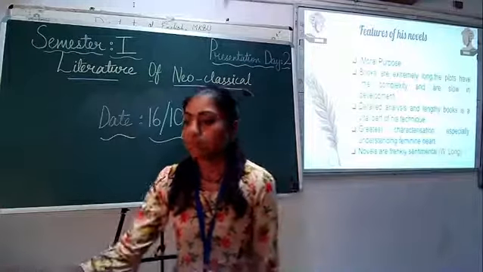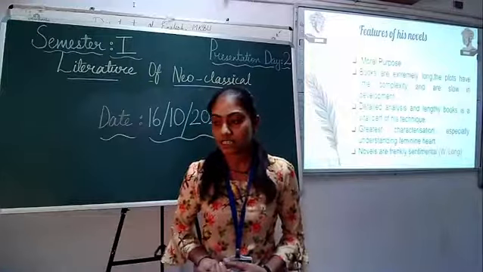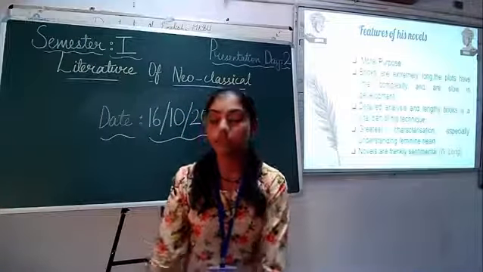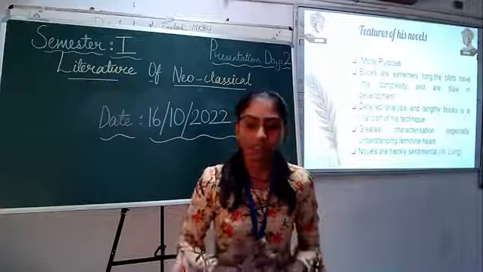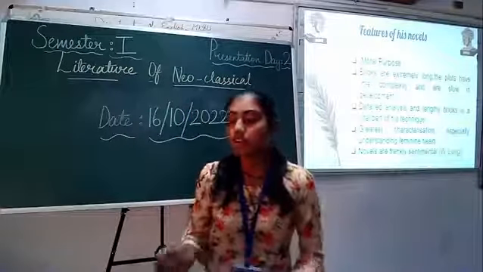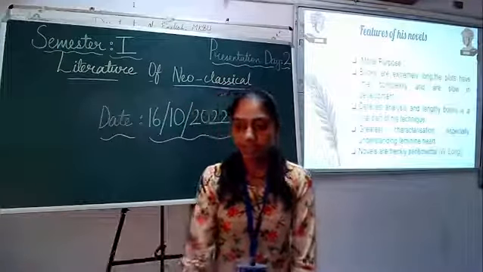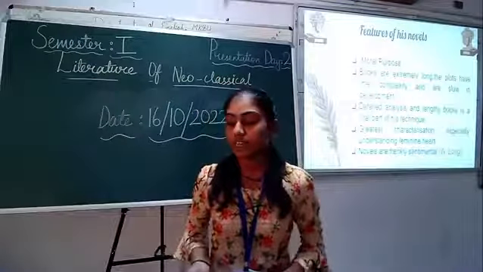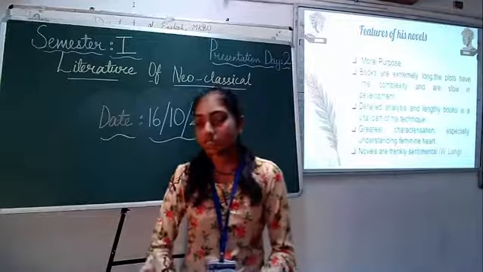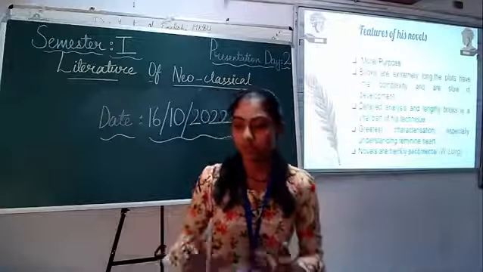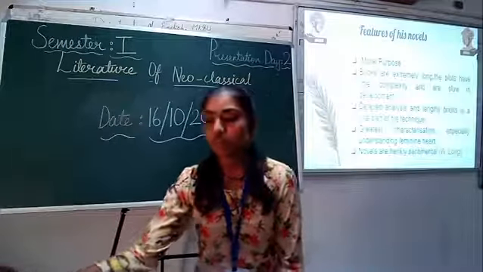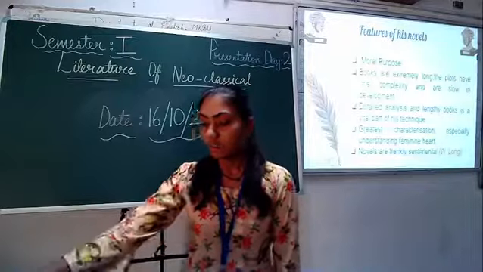The fourth feature is greatest characterization, especially understanding the feminine heart. He is most famous for characterization, especially the characterization of the female heart and emotions. We can see his talent in Clarissa. In that novel, he draws the character of Clarissa very emotionally. The last feature is that the novels are frequently sentimental. His novels are almost sentimental, for example Clarissa. There we can see the sentimental emotion of Clarissa.